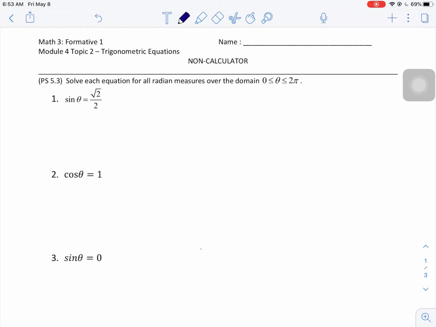Math 3, Unit 9, Module 4, Part 2, Formative 1.